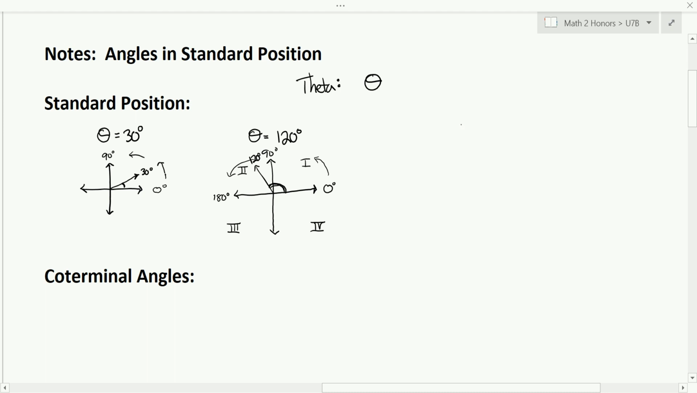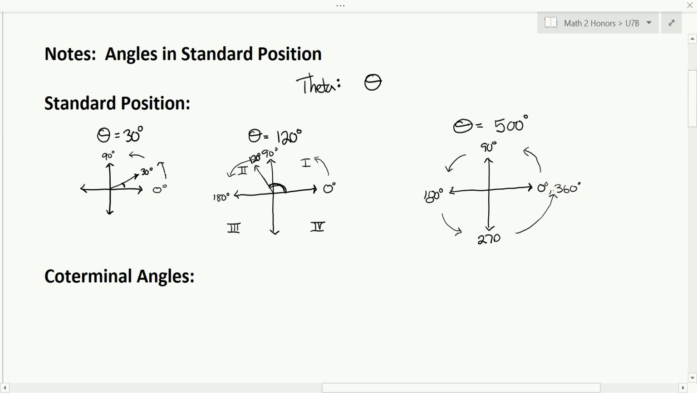What if we have something like this? Theta is 500 degrees. Okay. Well, here's 0. Still positive, so we're moving counterclockwise. Here's 90. We've got a ways to go to get close to 500. So if I work my way around here, that's 180, 270. And then what's going to happen? You get 360. And notice that 0 degrees and 360 degrees are at the same exact location.